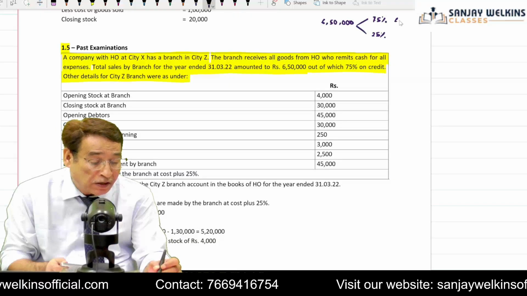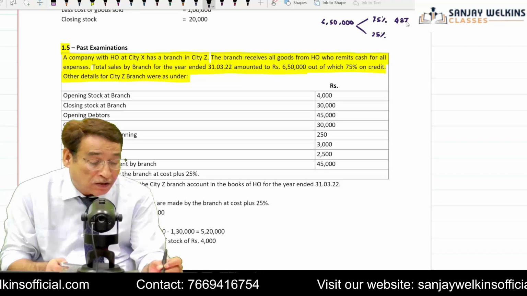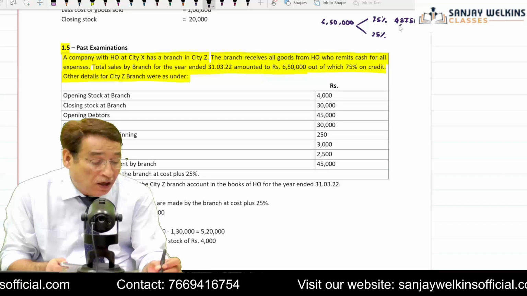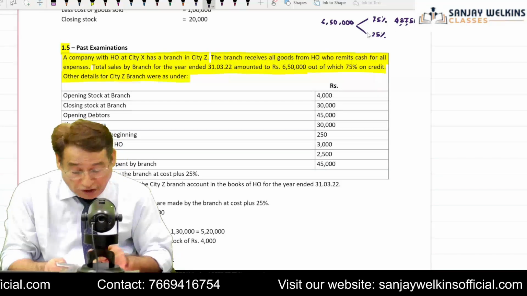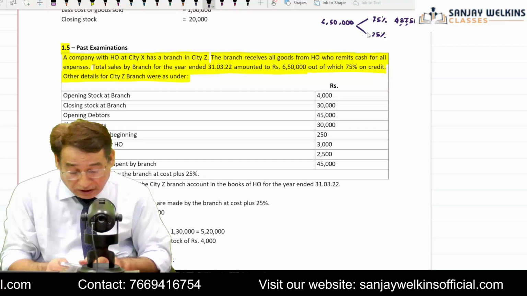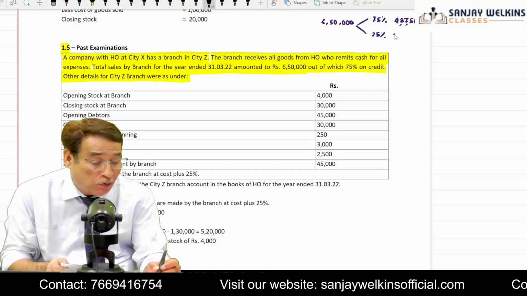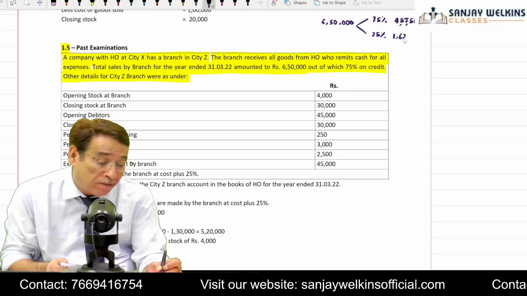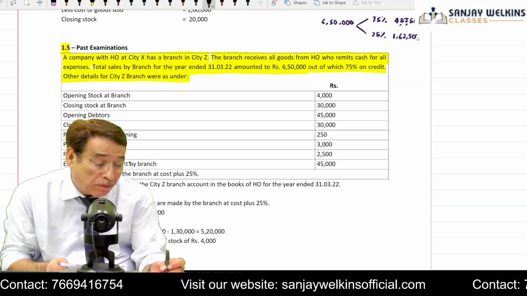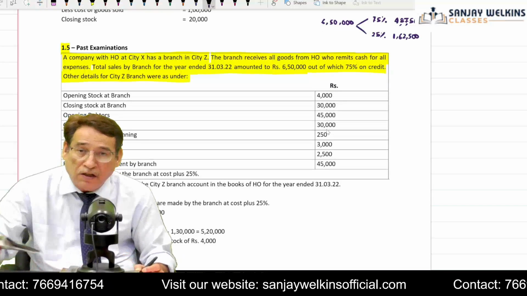Now if I compute 75% of 6,50,000, it will be equal to 4,87,500. That means credit sale is equal to 4,87,500. And if I compute 25% of 6,50,000, it will be equal to 1,62,500. So you are already given in this particular question the total sales incurred by the branch.